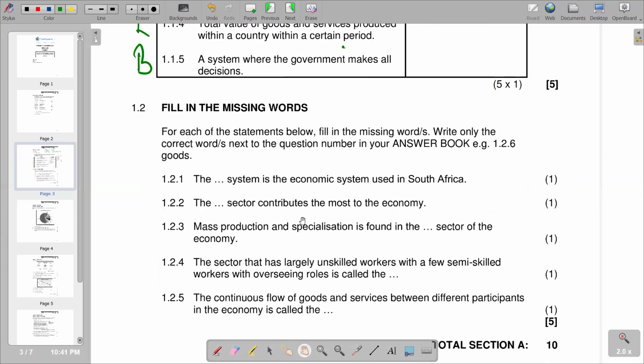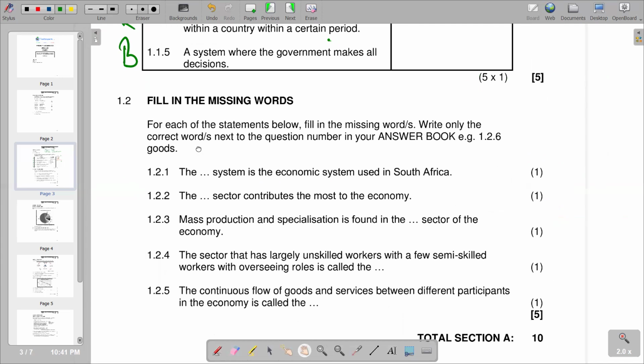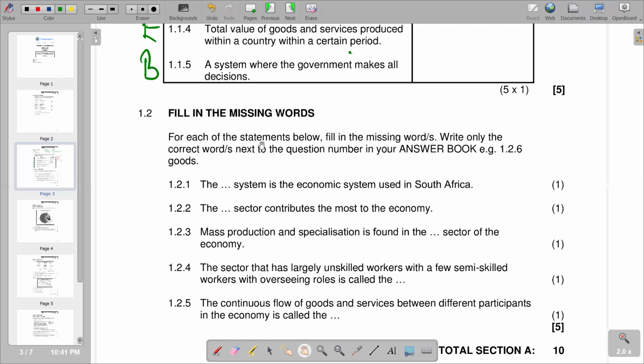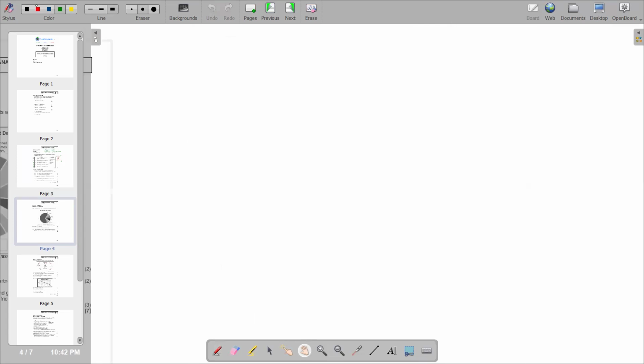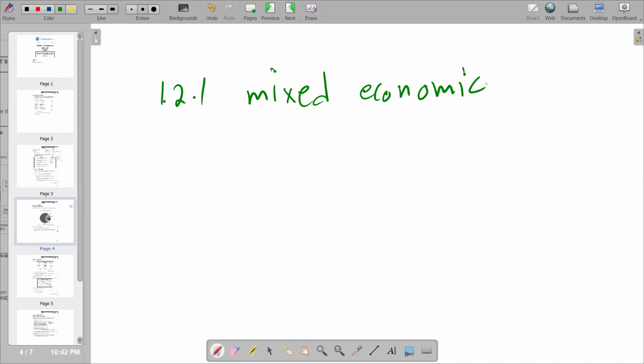Then we've got the second section of Section A, where we fill in the missing words for each of the statements below. Fill in the missing word or words, and write only the correct word or words next to the question number in your answer book. So you're given how to present again in your answer book. So 1.2.1, the blank system is the economic system used in South Africa, and we know that this is the mixed economic system. So we present 1.2.1 as the mixed economic system.